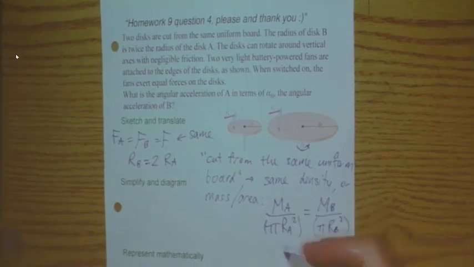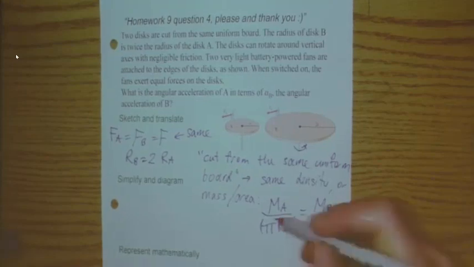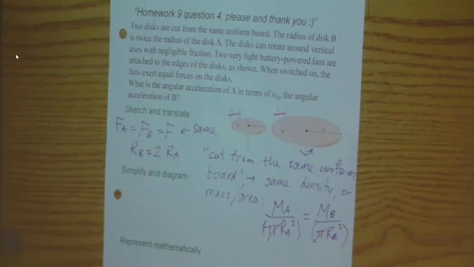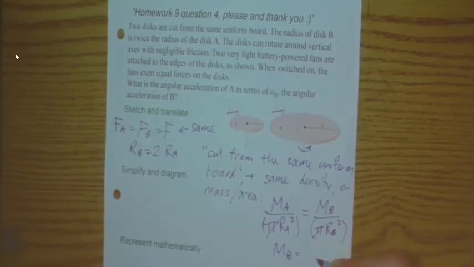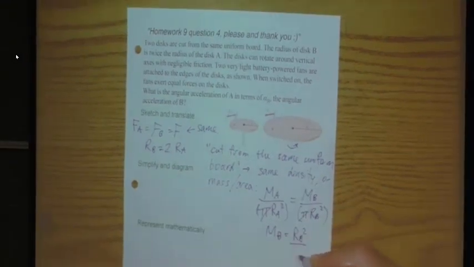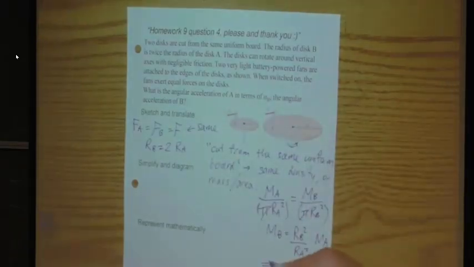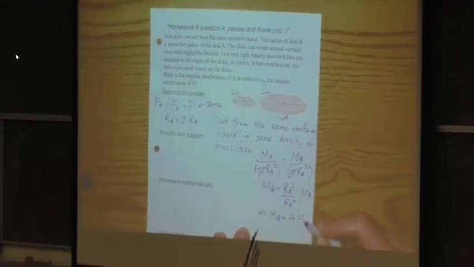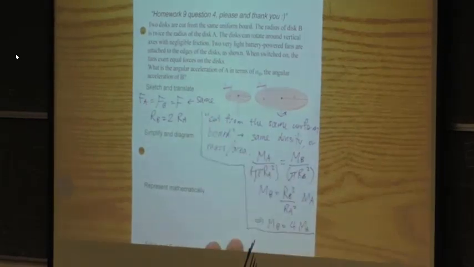So anyway, I think the pi's cancel here, which is nice. But you do get this ratio, and we're solving for the B things in terms of A, so let's do that. I think we get that mass B is equal to RB squared divided by RA squared times MA. And since RB is twice RA, that implies that MB is equal to 4 times MA. So that's what I'm getting from that statement.